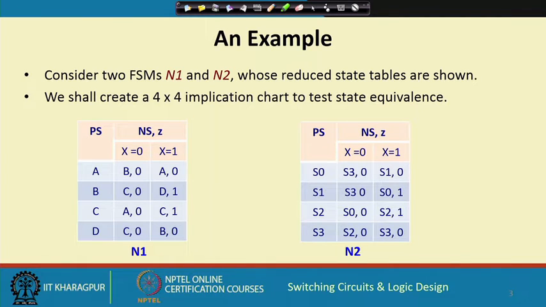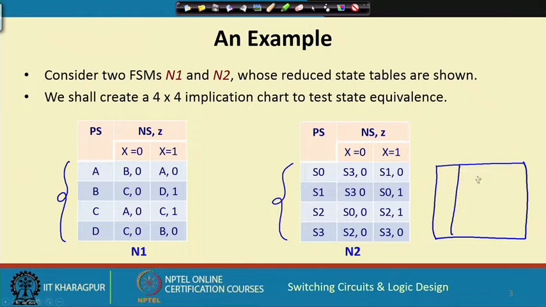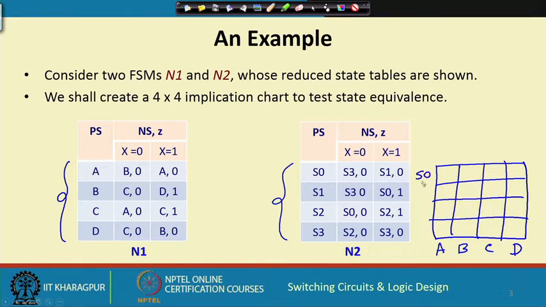Let us take an example to illustrate the process, because it will be easiest. So, we consider two FSMs N 1 and N 2 as shown. Both of them contain 4 states. Here the states are A, B, C, D. Here the states are S 0, S 1, S 2 and S 3. Now, we want to have a pairwise checking between the states of here and states of here. Therefore, now our implication chart will look like a square. It will be something like this. We will be listing the states of the first machine along one side and the states of the other machine along the other.